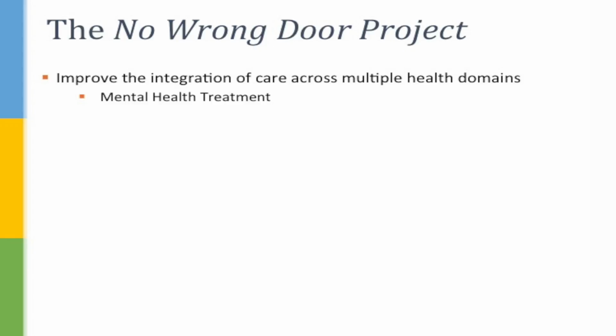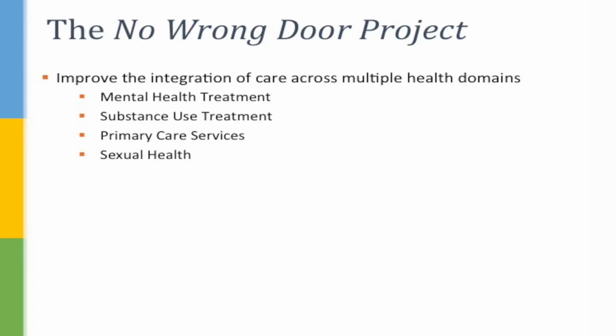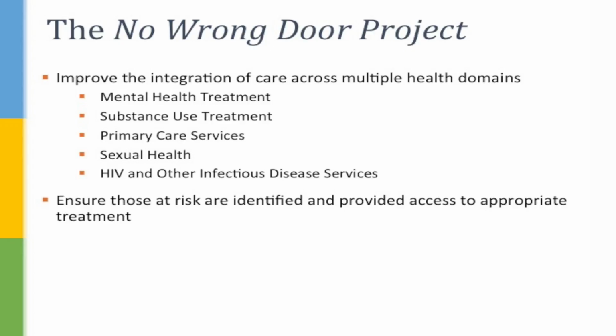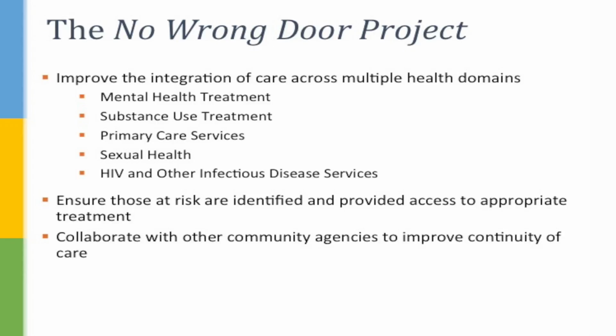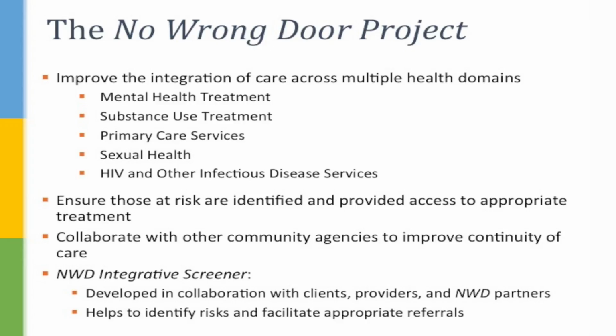There's mental health treatment, substance use treatment, primary care services, sexual health, and then HIV and other infectious disease services. If we look at the risk profile of an individual, then we can access appropriate treatment for that individual and develop appropriate treatment plans. And we can collaborate better with other community agencies and improve the continuity of care. The No Wrong Door Screener was developed in collaboration with clients, providers, and the No Wrong Door partners. It helps us identify risks and facilitate appropriate referrals.